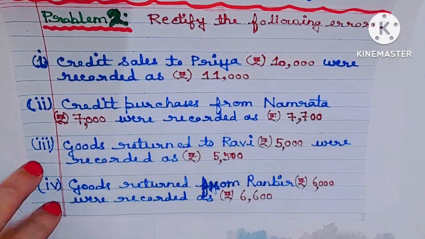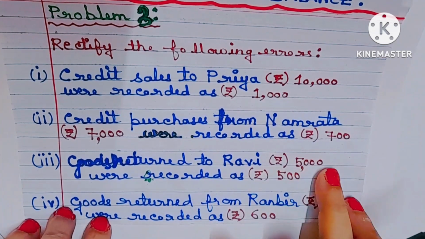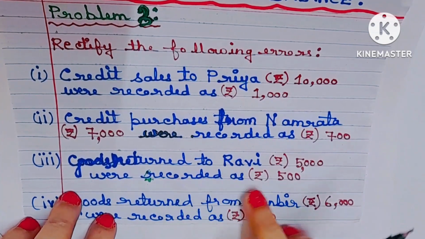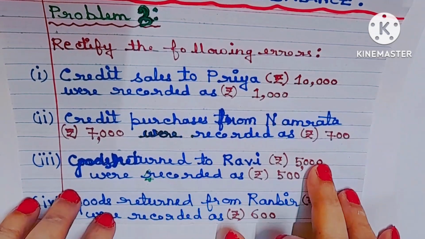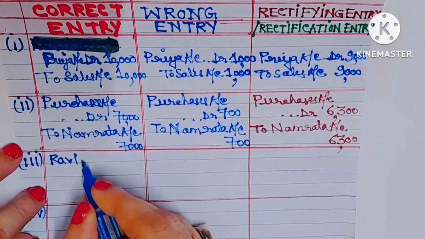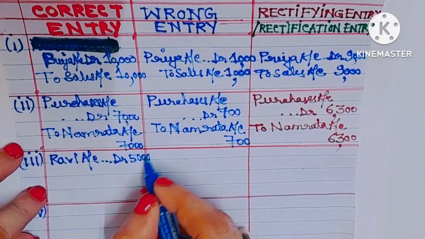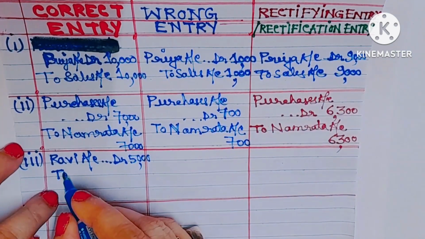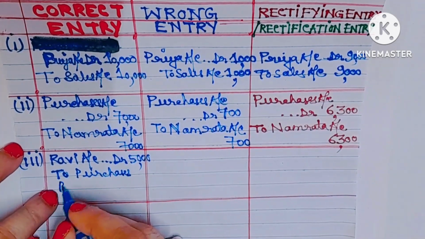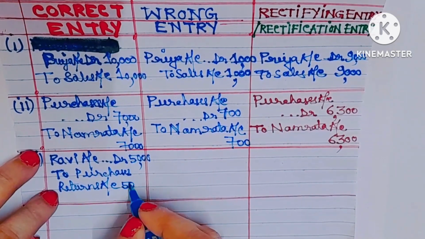Okay, so let's do it. In this particular problem, number 3, goods returned to Ravi rupees 5,000. So this is the correct part till here. And the wrong part is were recorded as rupees 500. So the correct journal entry will be, let's write. Number 3, Ravi account debit 5,000 to purchases returns account. Purchases returns account. How much? 5,000. This is the correct entry.